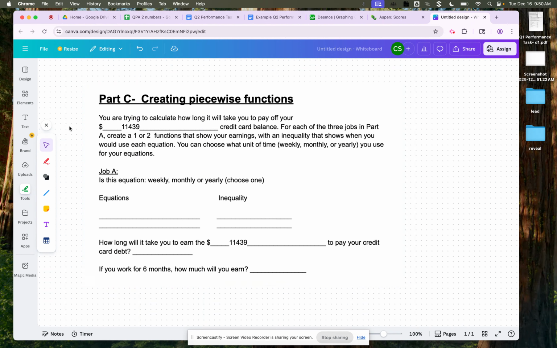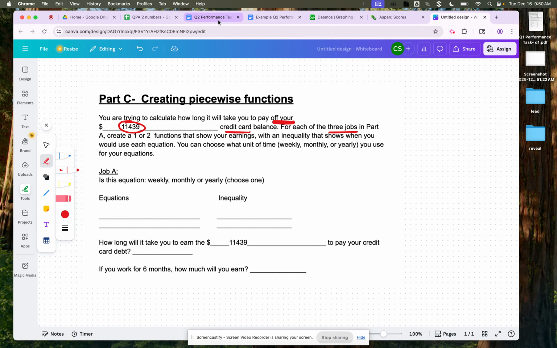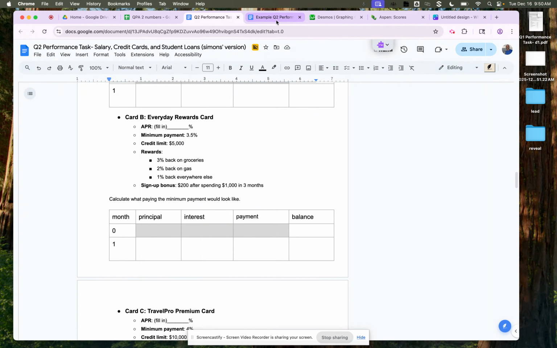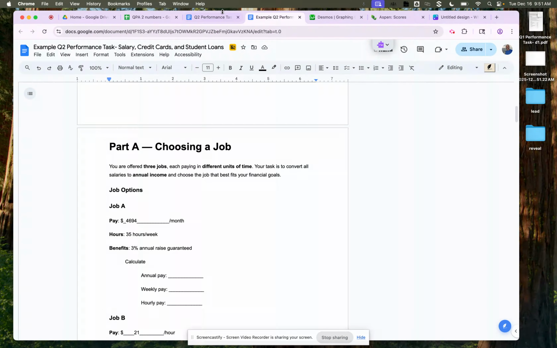All right, so I'm going to mark the important words, make sure I understand the situation. So I have my debt. This is my debt. This is my credit card. And so I'm using the jobs in Part A. So make sure that we're going back to the work we did in Part A.